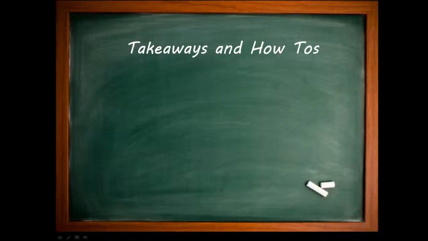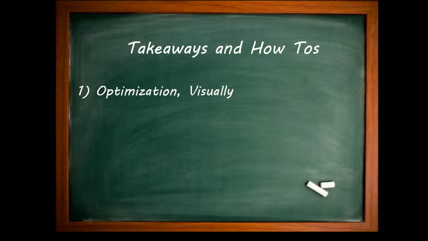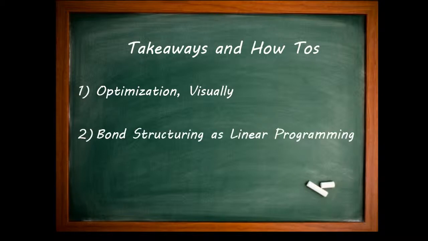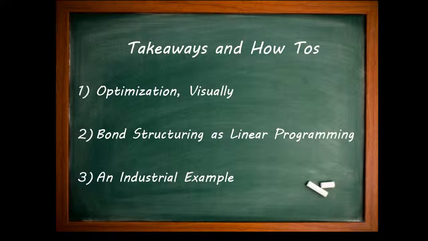And so what we'll cover today are, first, optimization visually. We'll talk a little bit about what optimization is, again, on an intuitive level with a pretty picture. Then we'll move into actual bond structuring as linear programming and how to set up and define a linear program to solve a bond structuring problem. And then last, we'll give an industrial example, again using a nice visualization of a linear program that solves a bond structuring problem. So with that, we'll move right into the first section.